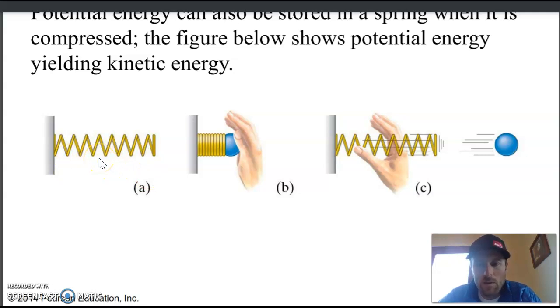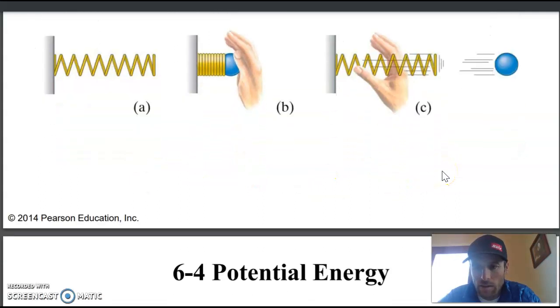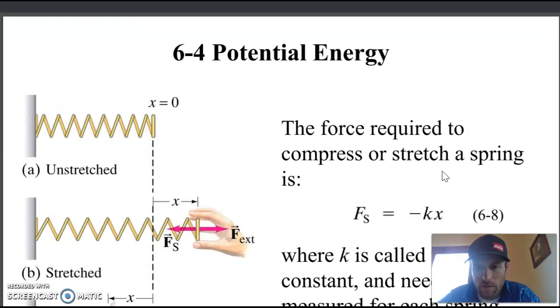If we let go, you know something's going to happen. The potential energy of the spring is going to be transformed, the ball is going to be released, and now it's going to have kinetic energy. So all of this potential energy of the compressed spring becomes kinetic energy after the ball is released.